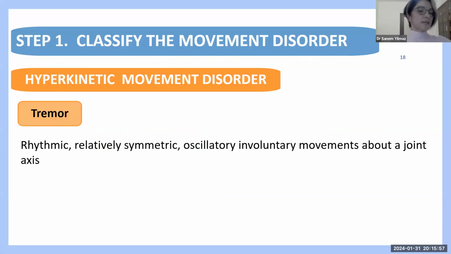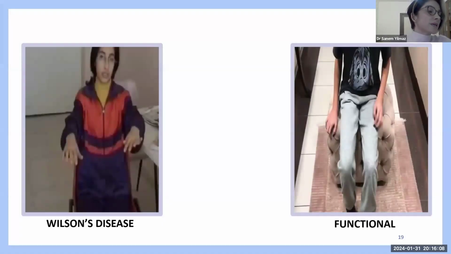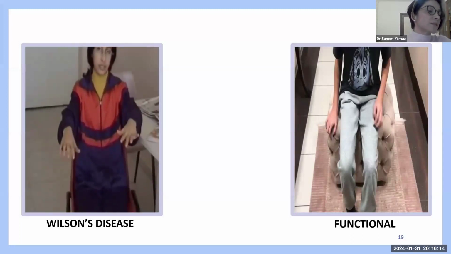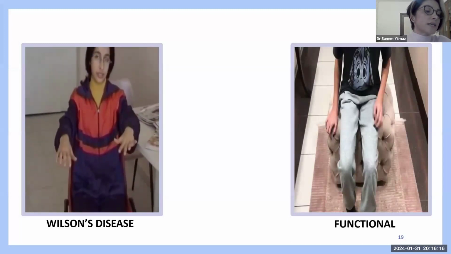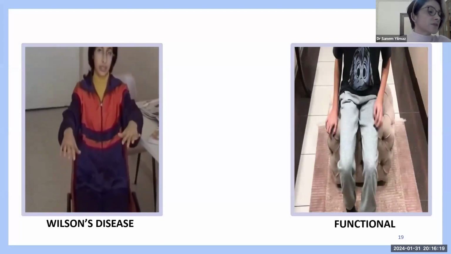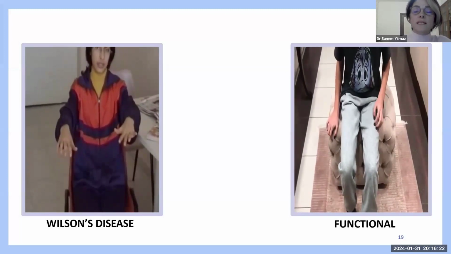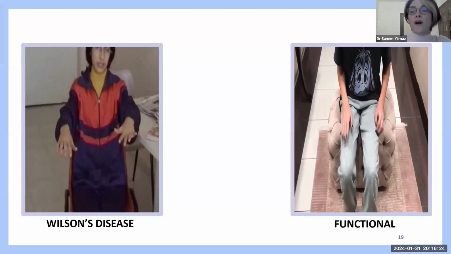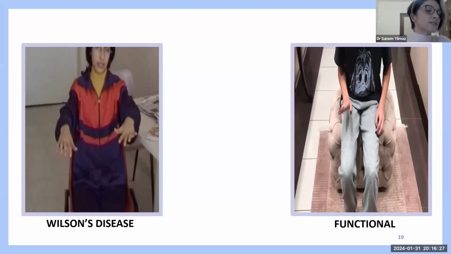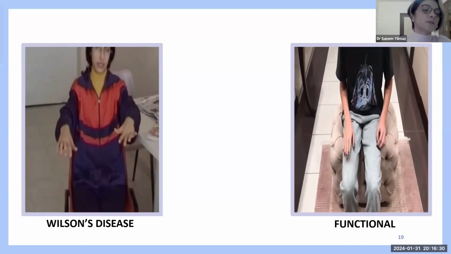And the next is tremor, and tremor is defined as rhythmic, relatively symmetric, oscillatory, involuntary movements about a joint axis. And tremor may be physiologic tremor or essential tremor, or it may be the presenting symptom of some serious diseases, such as Wilson's disease, as seen in the first video. And also, we should always keep in mind the probability of functional movement disorders, and we can see the distractibility and entrainability in the second video, which suggested the functional disorder.